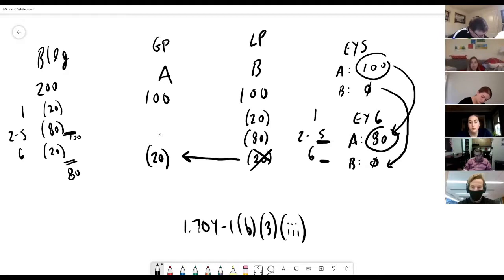So the answer in year six is that even though the partnership agreement says to allocate that 20 of depreciation to B, it ends up getting reallocated to A. So A reports that 20 of depreciation on her own tax return, not B. Okay. Questions on year six?